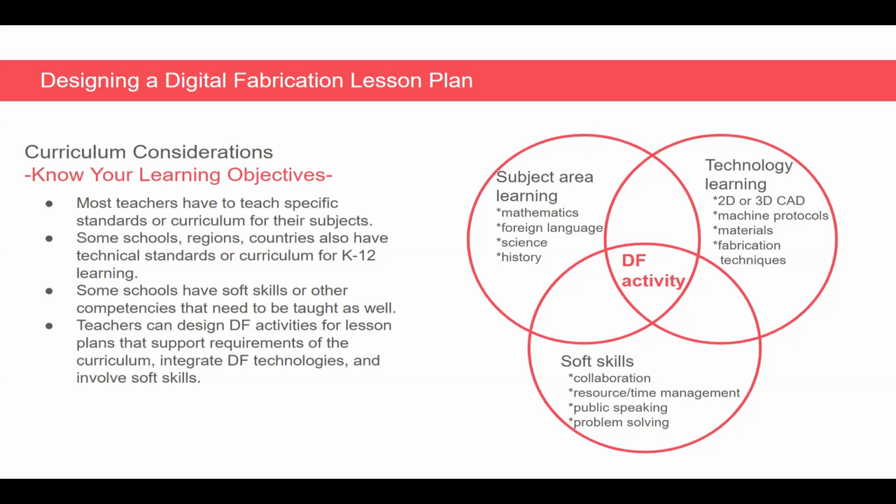A lot of teachers have to teach subject area learning. They have requirements, and some schools actually also have requirements for technology learning. So it's really whatever your school or your district is requiring for you to embed. I've met a few schools who have soft skills or social emotional learning competencies, or 21st century skills, or sometimes we call them STEM competencies, those types of skills that can be embedded as well. So really thinking about your activity in the middle of all three of those learning objectives. So teachers can design these digital fabrication activities and include all three of these types of learning objectives. You can go to the next one.